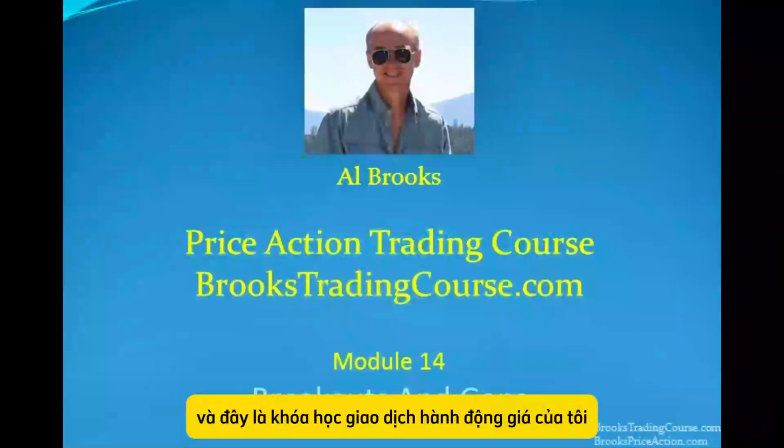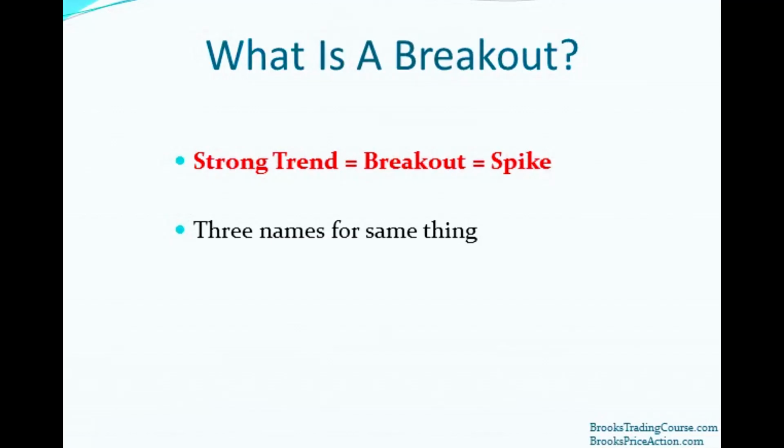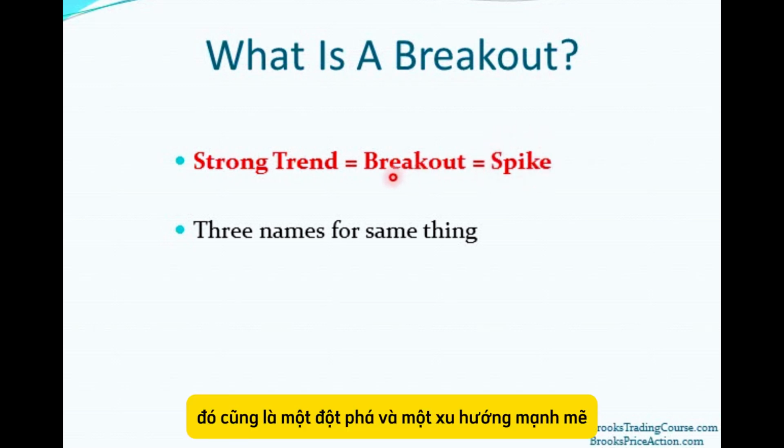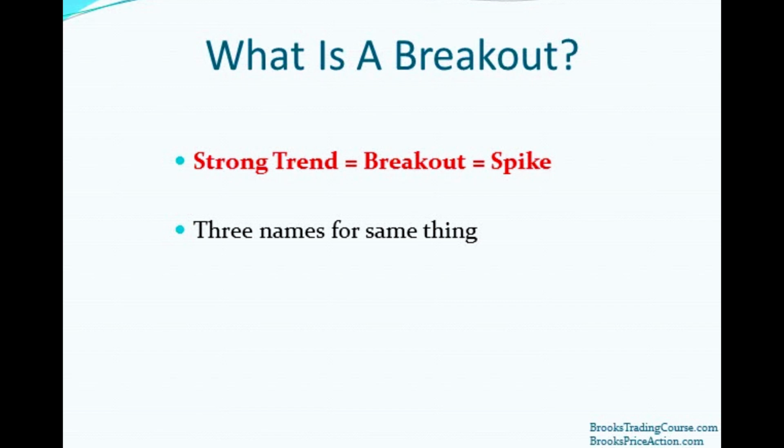And this is my price action trading course. The current module is about breakouts and gaps. So what exactly is a breakout? It is the strong phase of a trend. A trend can either be in a spike, which is also a breakout, and a strong trend, or it can be in a channel. These three terms, spike, breakout, and strong trend, are three different phrases to describe the exact same thing.